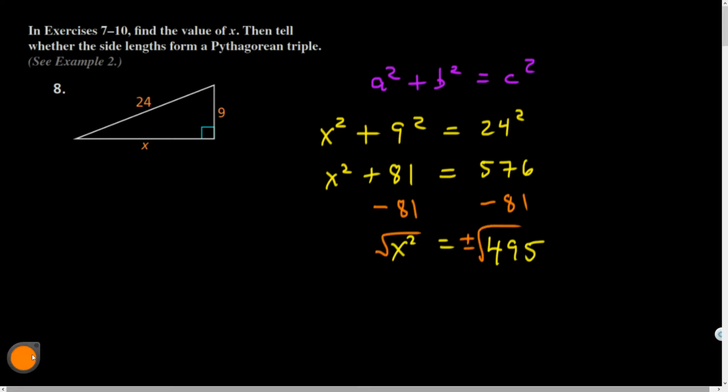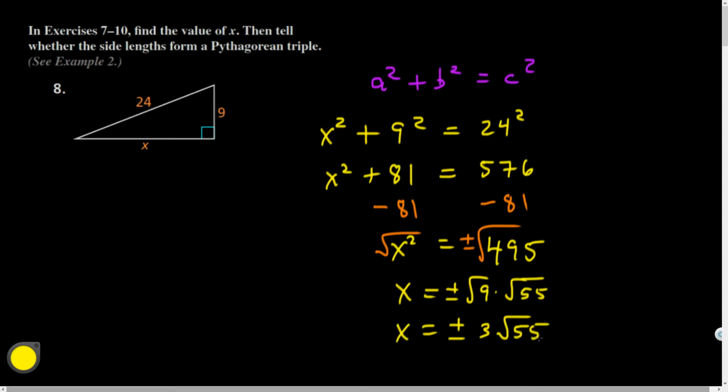Plus or minus, don't forget it. 495, is that divisible by anything cool? 9? Yeah, nice. So that's plus or minus the square root of 9 times the square root of 55. So that's equal to plus or minus 3 square roots of 55.